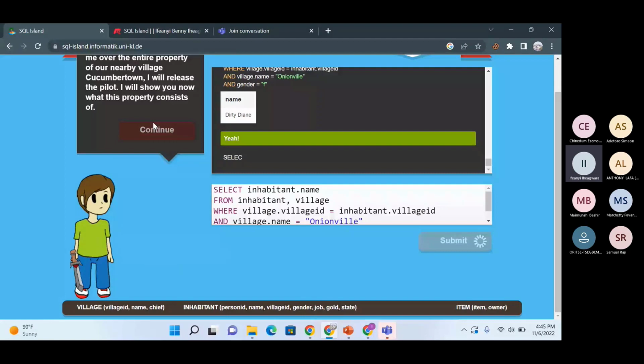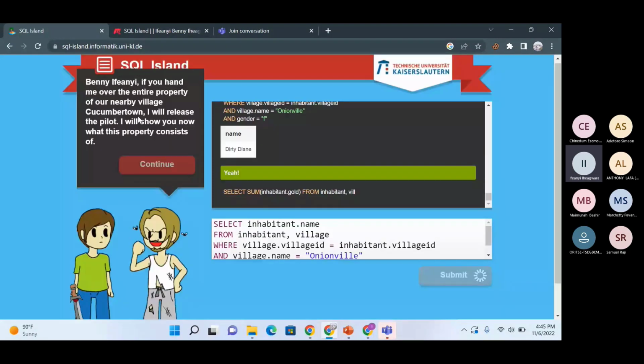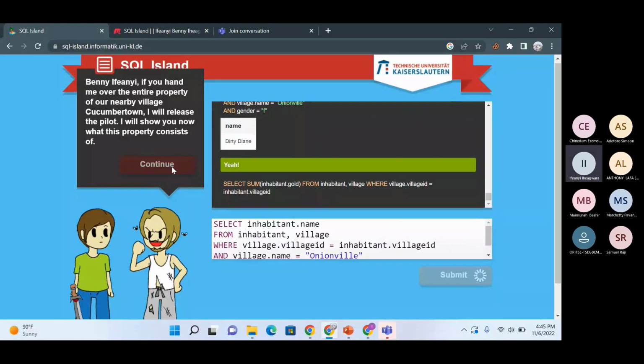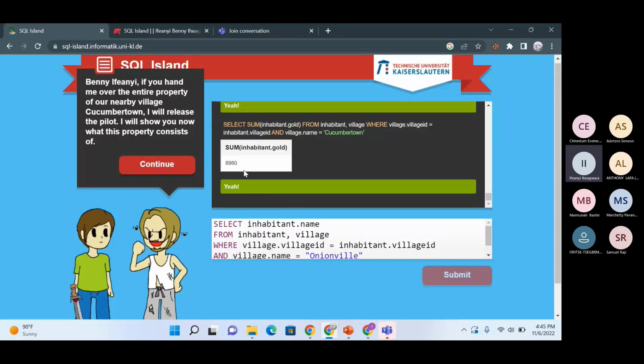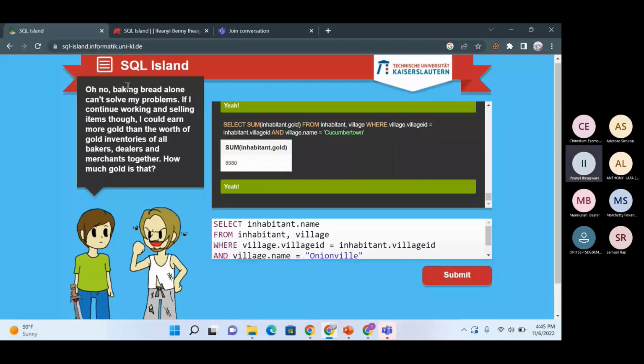So if you hand over the entire properties of the village, you release the pilot and show you what it contains. So there's a town called there, and the entire property of this town is worth 8,980 gold coins, which is a lot. So breaking bread alone can solve my problem. If I continue working and selling items, I could earn more gold.